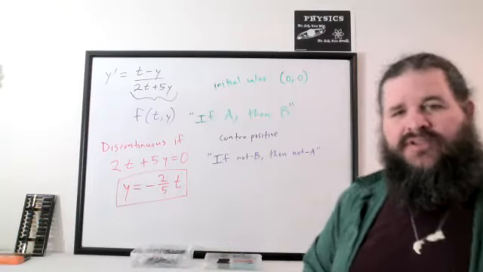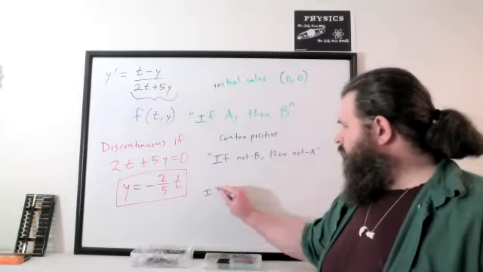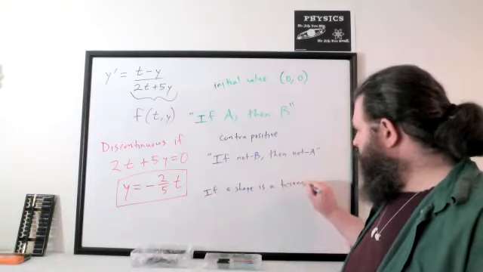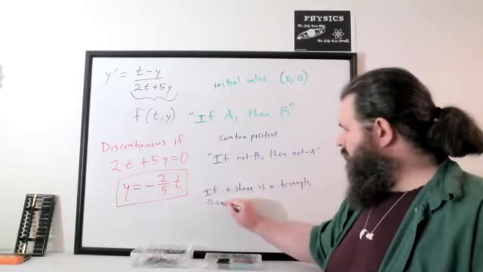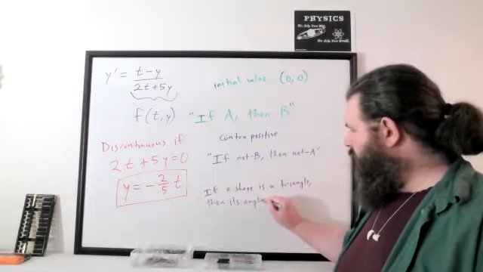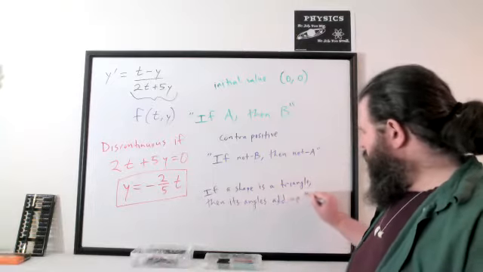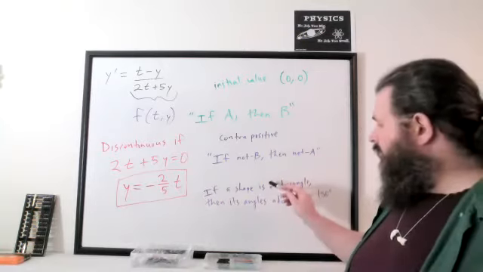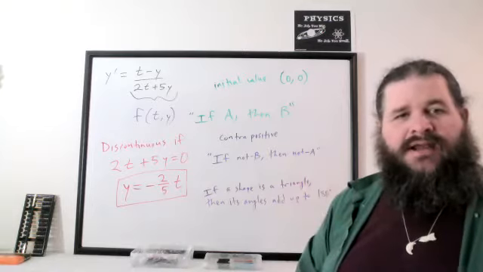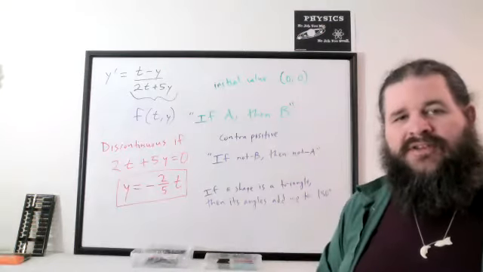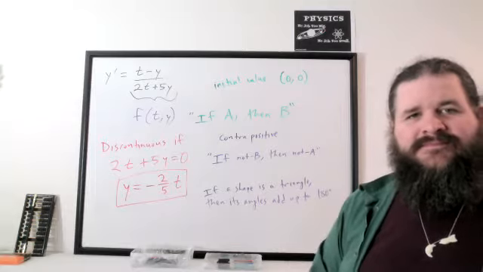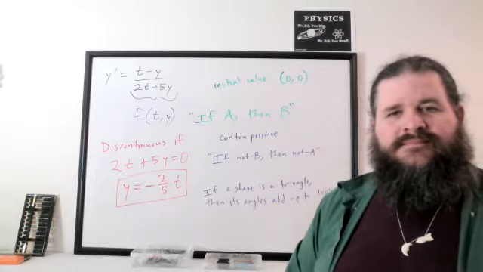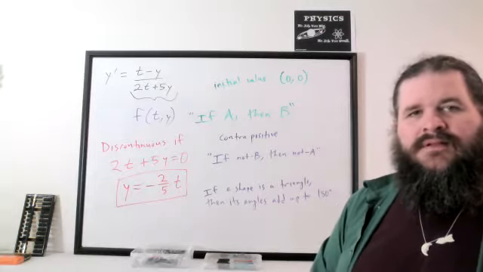One example of this might be: if a shape is a triangle, then its angles add up to 180 degrees. That's a true if-then statement. For any shape that's a triangle, we can guarantee that its angles add up to 180 degrees. What would be the contrapositive of that statement? If it's not a triangle, then its angles do not add up to 180 degrees?